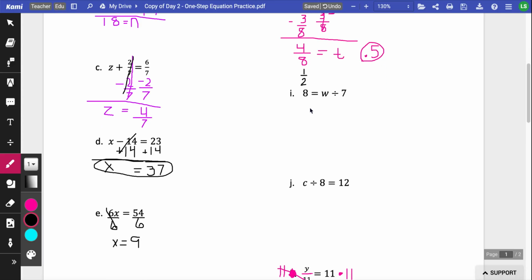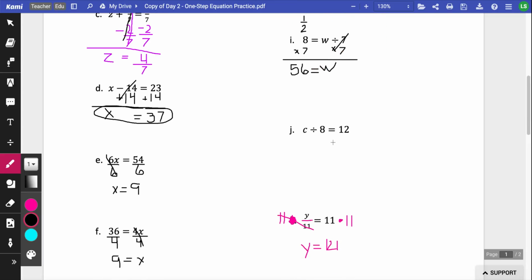Okay. Over here, we've got w divided by 7 equals 8. The opposite of dividing is multiplying. I'm going to show multiplication on both sides of my equation. This cancels out, and I'm left with 56 equals w.